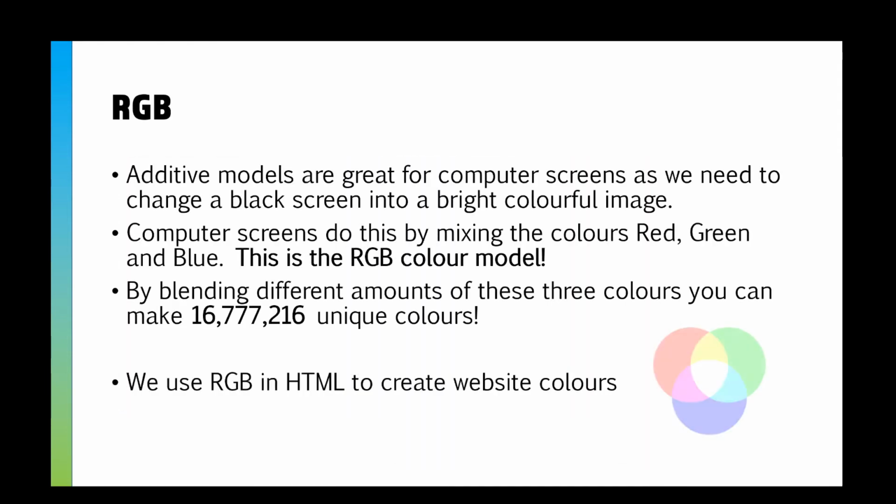So we've got 2 types of colour models that we need to know about. We've got RGB, which is an additive colour model, which means when you add them all together, it makes white. You can see here in the middle, it's white because when you add red, green and blue together, it makes white. Now this is used for computer screens.